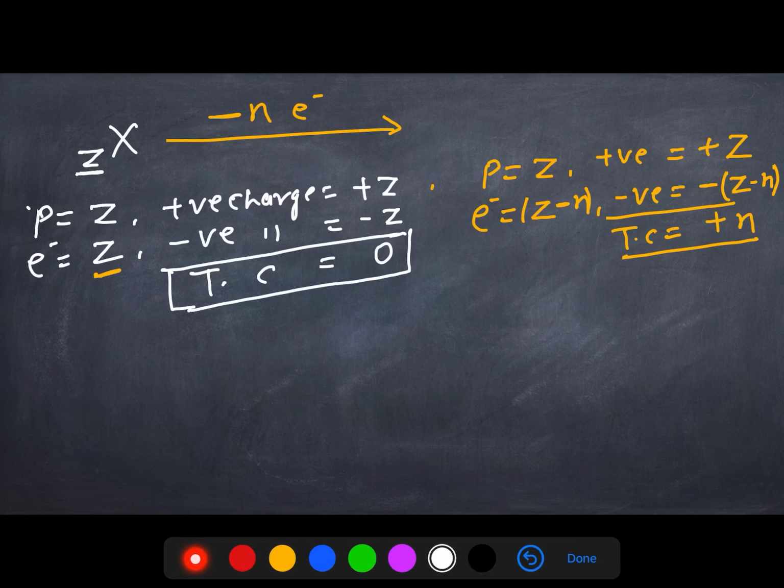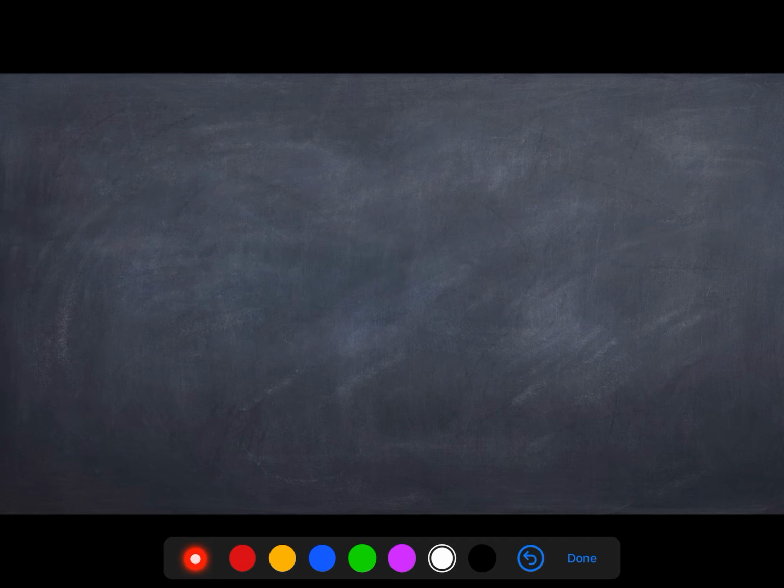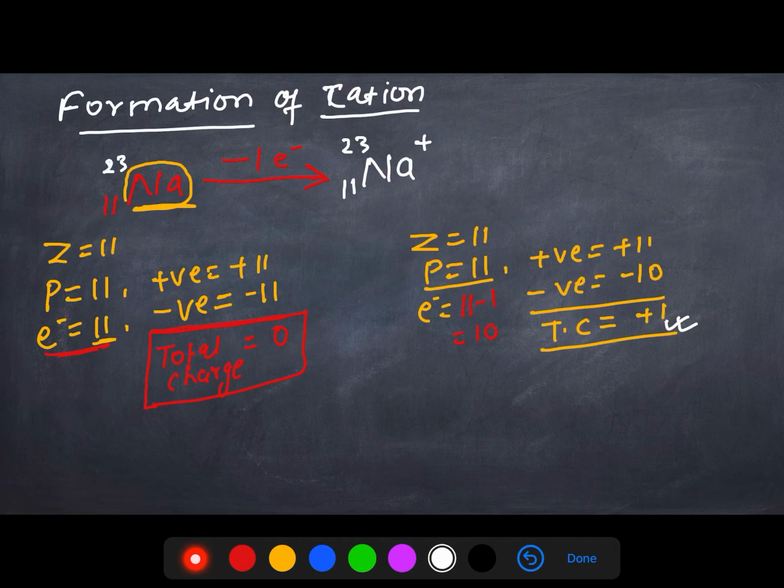Now do the calculation, calculate the total charge. You will find plus n charge is left. This net charge will be reflected over X as this. Atomic number remains same and atomic mass also remains same. Let's observe something over here in these three examples that we have taken. So let's take a look.